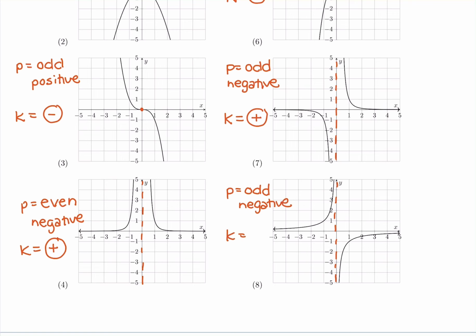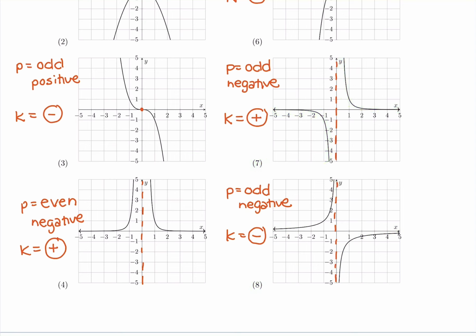And the coefficient out front, is there any graph in the first quadrant? No. So the coefficient must be negative. The difference between graph 7 and graph 8 is the negative coefficient. We went from down, up, and flipped to be up, down because of the negative coefficient out front.